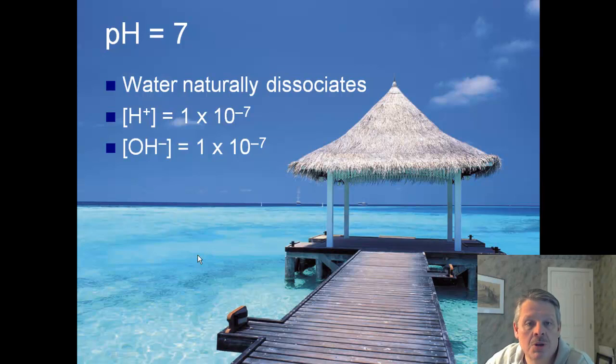All right, so when we talk about a pH of 7, because water is naturally dissociating, you have a pH of 7 because that number right there forces you to have a pH of 7. And your pOH, because 7 plus 7 is 14, is also going to be 7.